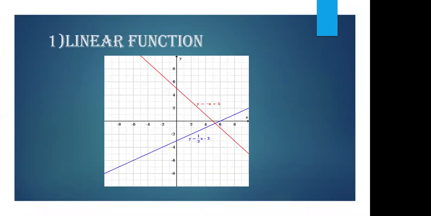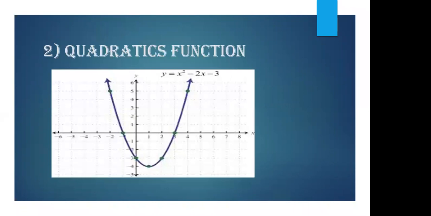So you can see here the functions and their shapes one by one. Linear functions have only straight lines. That means when we use linear functions, we can only draw straight lines. Then quadratic functions. When quadratic functions are used, the shapes are just like a parabola. This is the shape of a parabola.